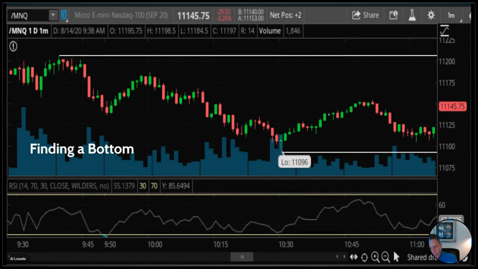All right. Okay, so now let's talk about finding a bottom. Okay, tops are a little bit harder to identify, but bottoms are pretty good. Okay, so this is how you would want to position your trade for a long position. Okay.